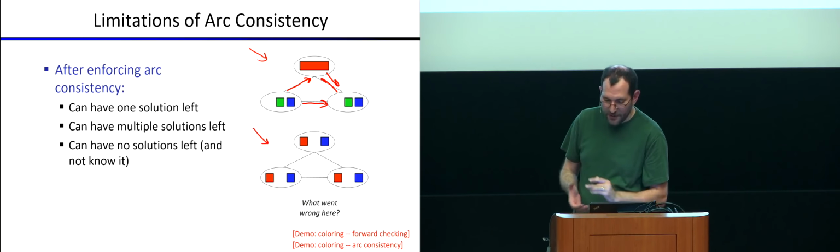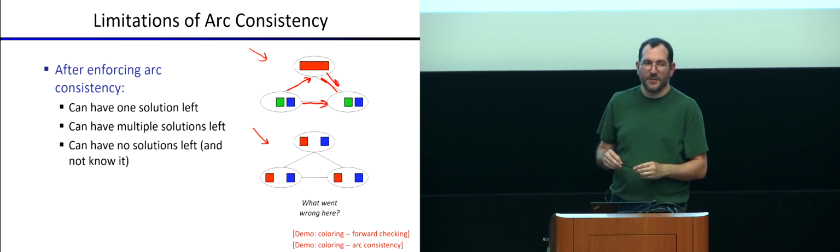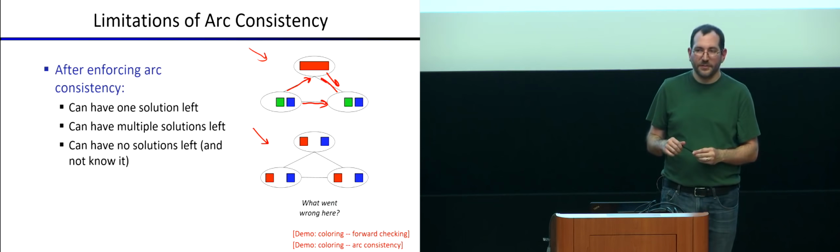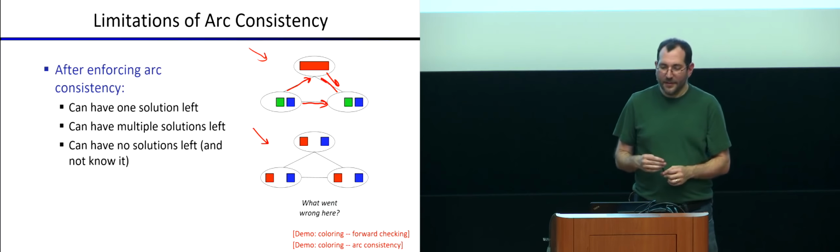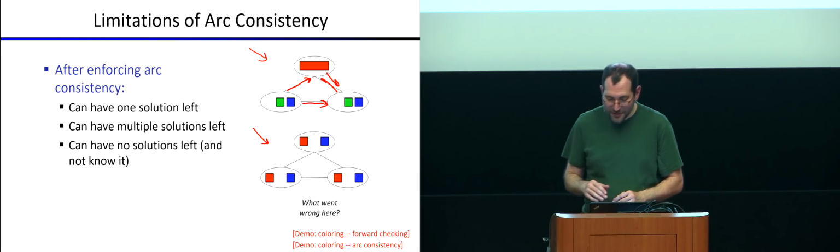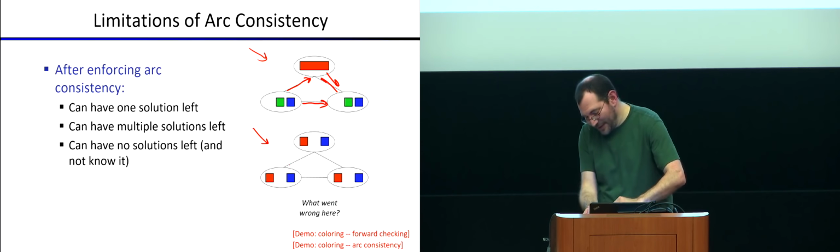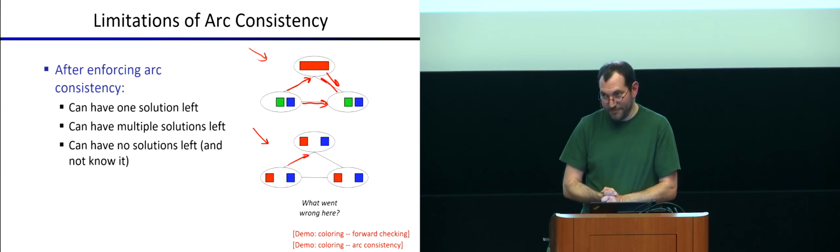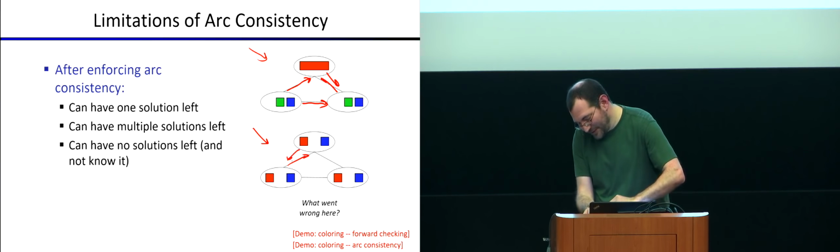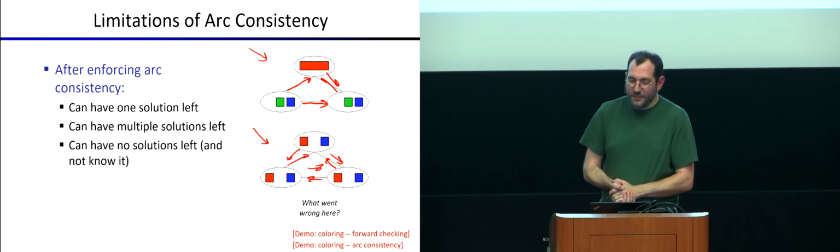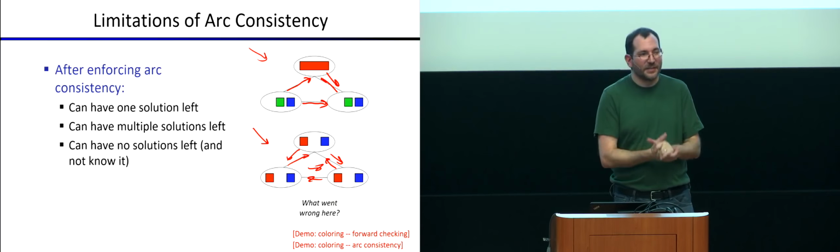How about down here? Are there any solutions left to the CSP, assuming those are inequality constraints? There is no way. There is no solution there. But this arc is consistent because between those two, there are two solutions left. And this arc is consistent and this arc is consistent. All the arcs are consistent. So what went wrong? Arc consistency let us down here.